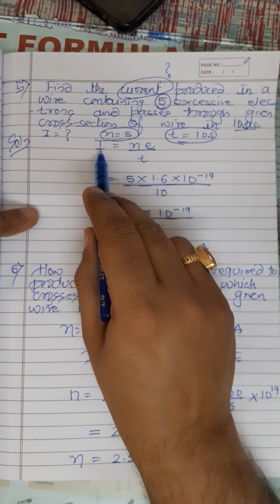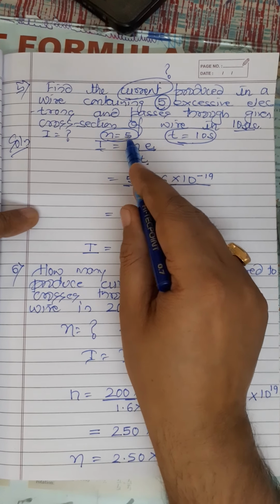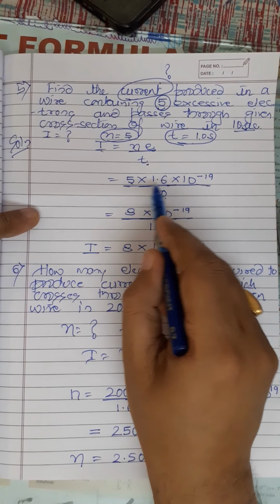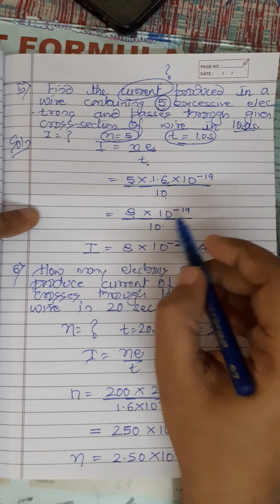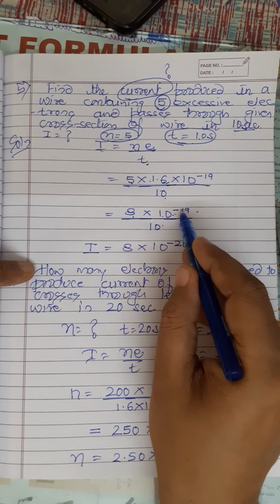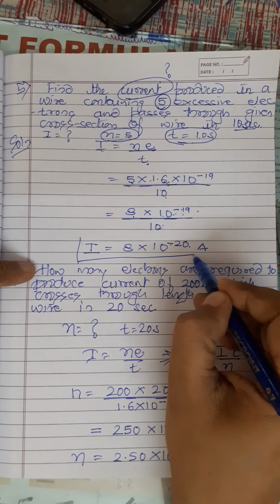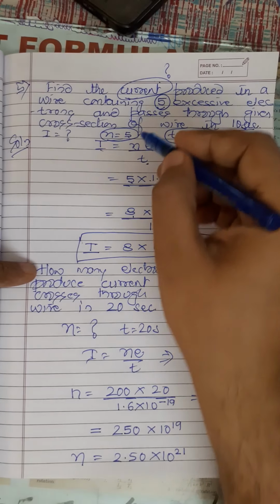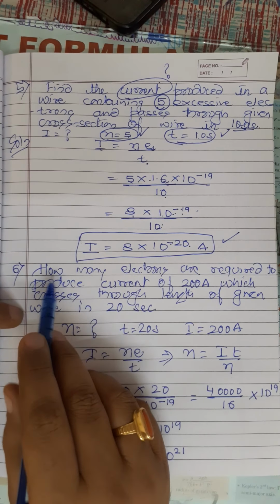We know the formula for the current. I is NE by T. Just put up the values of N, E and T. N is 5, E we know that constant value, and time is 10. So 5 is to 16, 1.6 will give you 8 upon 10, 10 power minus 19. Now if I divide this 10 power minus 19 with this 10, this will become 10 power minus 20. So a current of 8 into 10 power minus 20 is produced when 5 electrons move through the wire in 10 seconds. Then comes the next one.